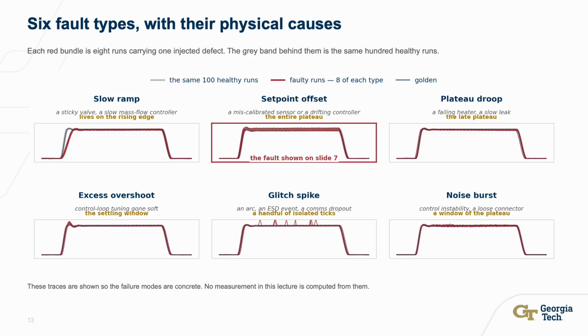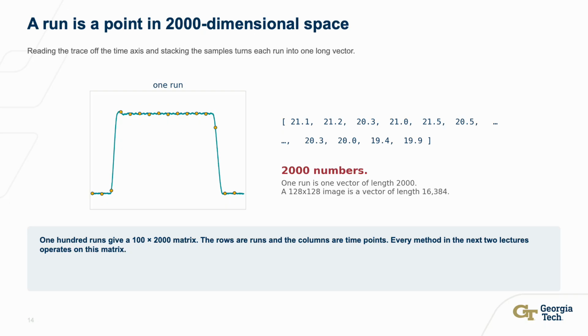The gray band beside each panel is the same 100 healthy runs, so you can see how far outside the normal each fault sits. These traces are here so the failure modes are concrete in your head. Nothing we compute today uses them. Everything today uses healthy runs only. Now we start building the representation.